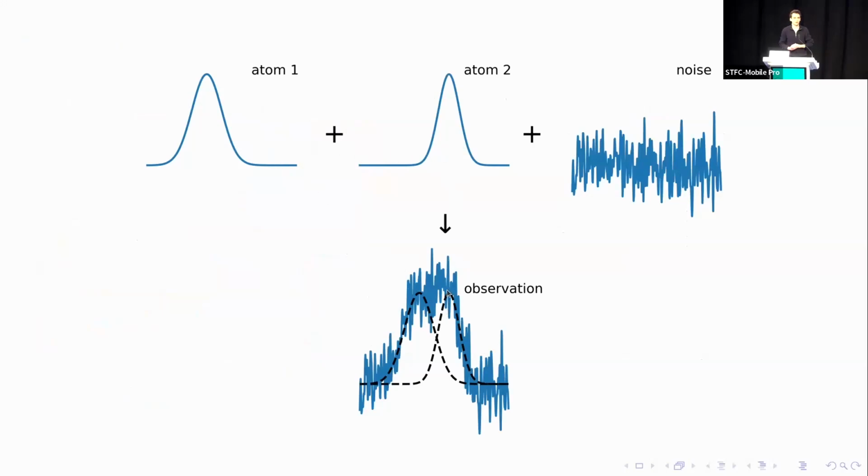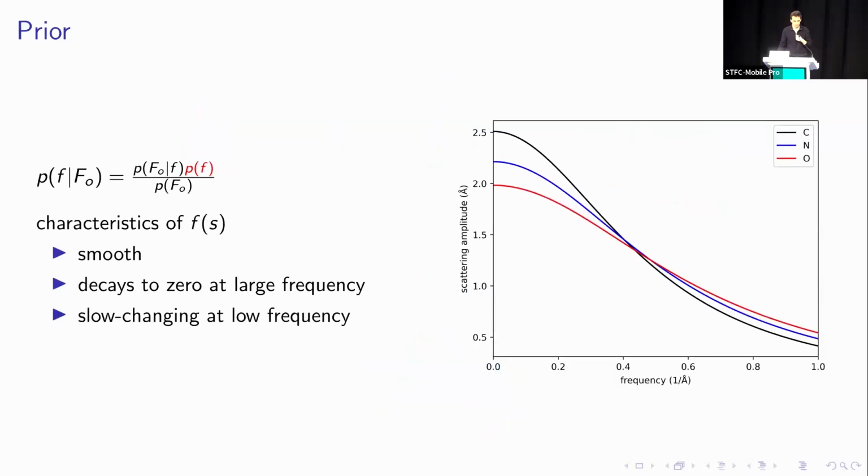Now, that problem by itself is ill-posed. So we need to define a prior distribution over these atomic contributions in order to solve it. We use a class of prior called a Gaussian process prior, and the characteristics that this prior encodes are ones that we can observe in the tabulated scattering factors that I've plotted on the right here.